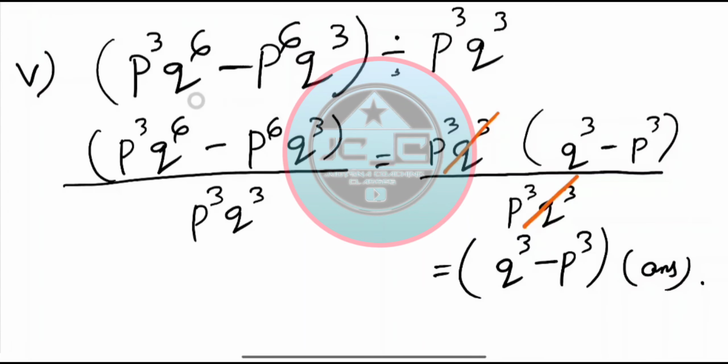Now the fifth one says p cube q to the power 6 minus p to the power 6 q cube, divided by p cube q to the power 3. Now by taking common p cube q cube, we are left with (q cube minus p cube) by p cube q cube. p cube q cube gets cancelled, and we are left with q cube minus p cube. This is the final answer. Okay.